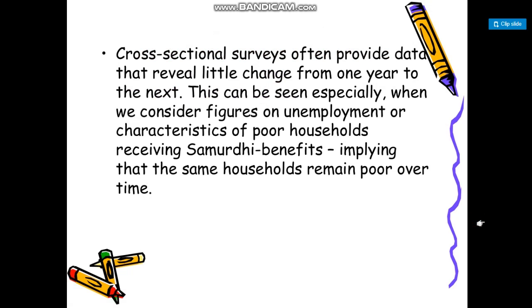So cross-sectional surveys often provide data that reveal little change from one year to the next. This can be seen especially when we consider figures on unemployment or characteristics of poor households receiving the Samruddhi benefits, implying that the same households remain poor over time.